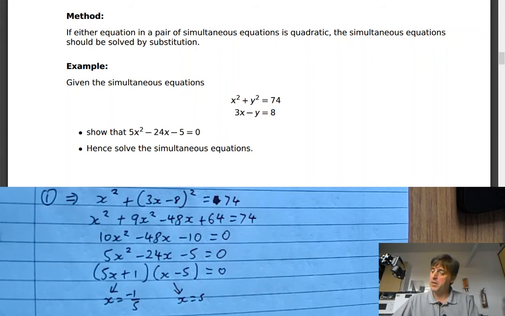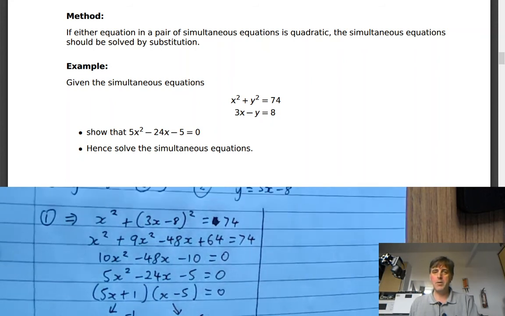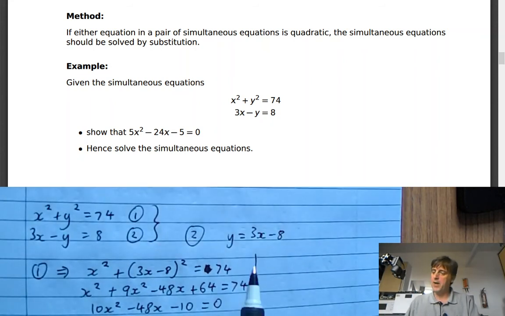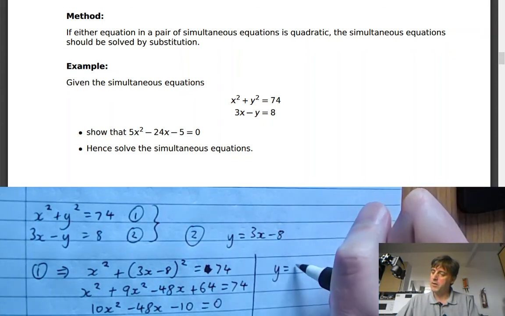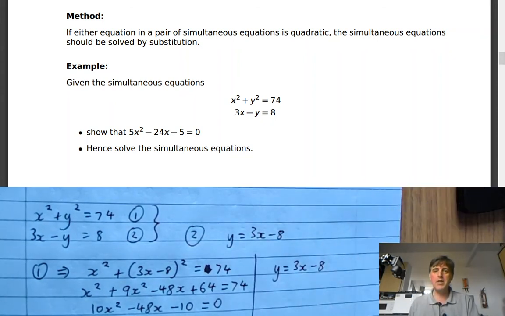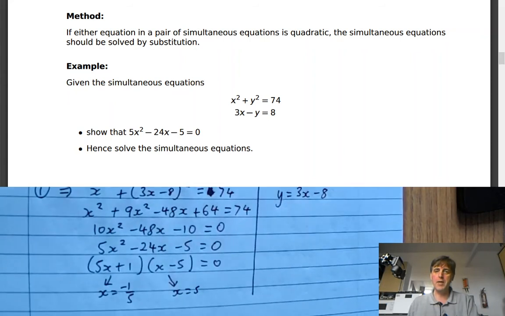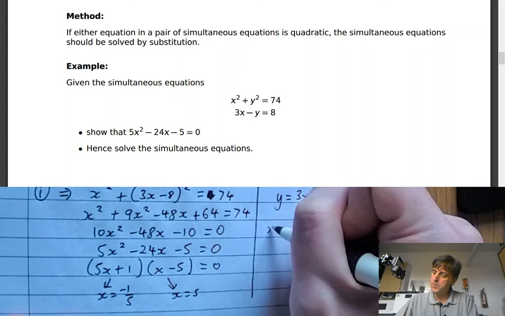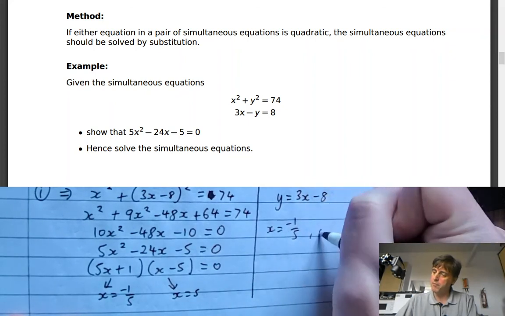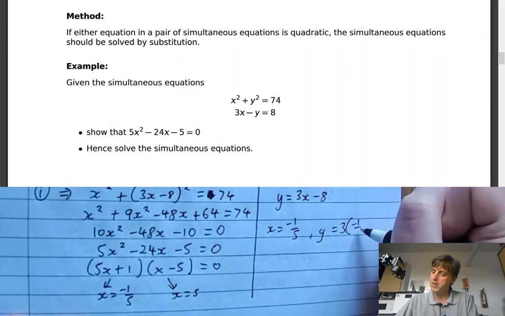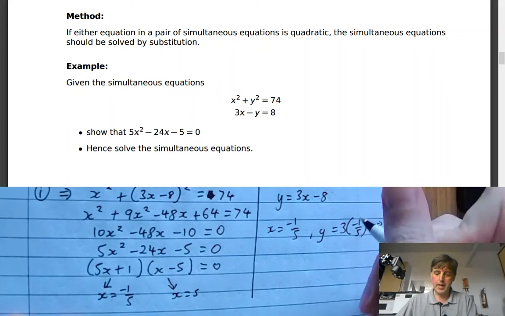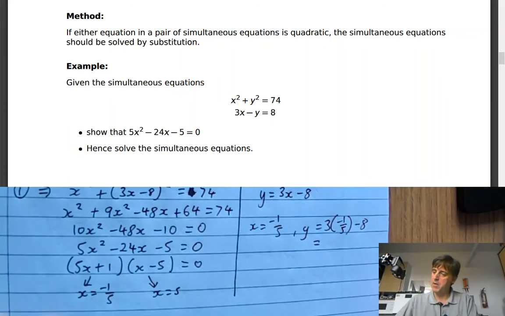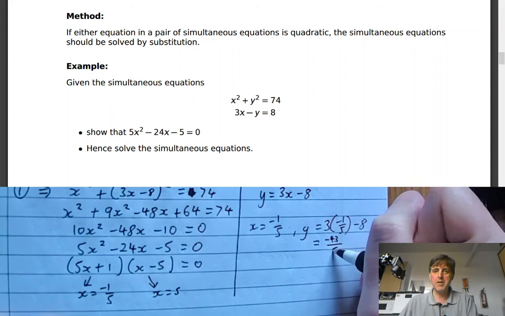Now we're not finished yet because of course with simultaneous equations we need to find the y values as well. Let me just move this back up. So we found that y equals 3x minus 8 here. So in order to find the y values which relate to each of these x values, we're just going to substitute back into there and get our answer. X equals negative 1 over 5. Then y is going to equal 3 lots of negative 1 over 5 minus 8. And that all becomes, I think, minus 43 over 5.